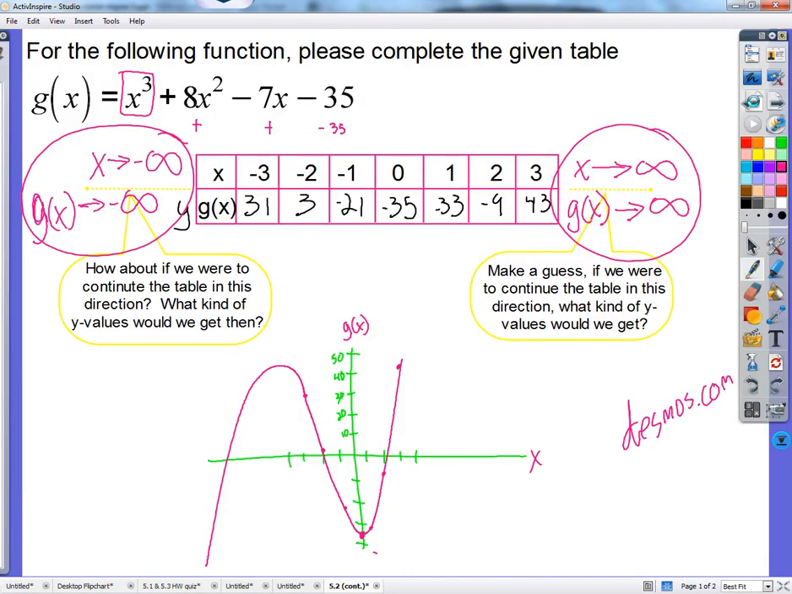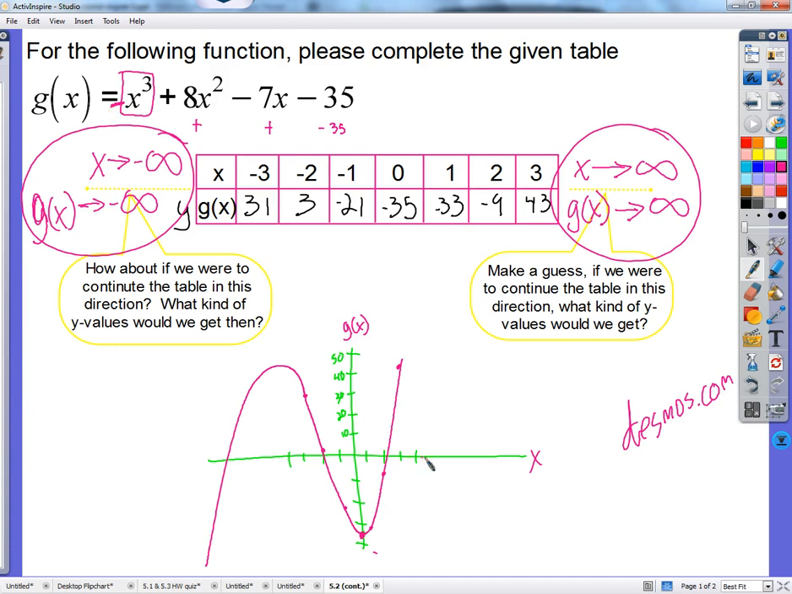All right, so odd degree polynomial. But what about this? If I change this in the slightest way by putting a negative in front of that x cubed, do you think that would change it? How would it change it? Well, then for positive x inputs, the output would be negative.